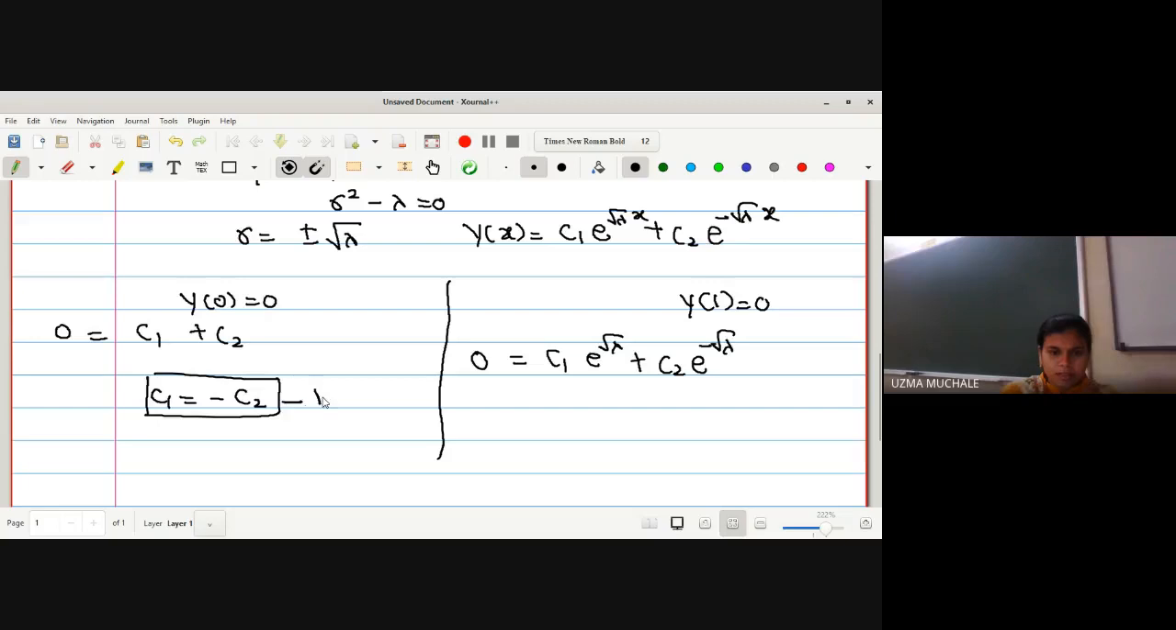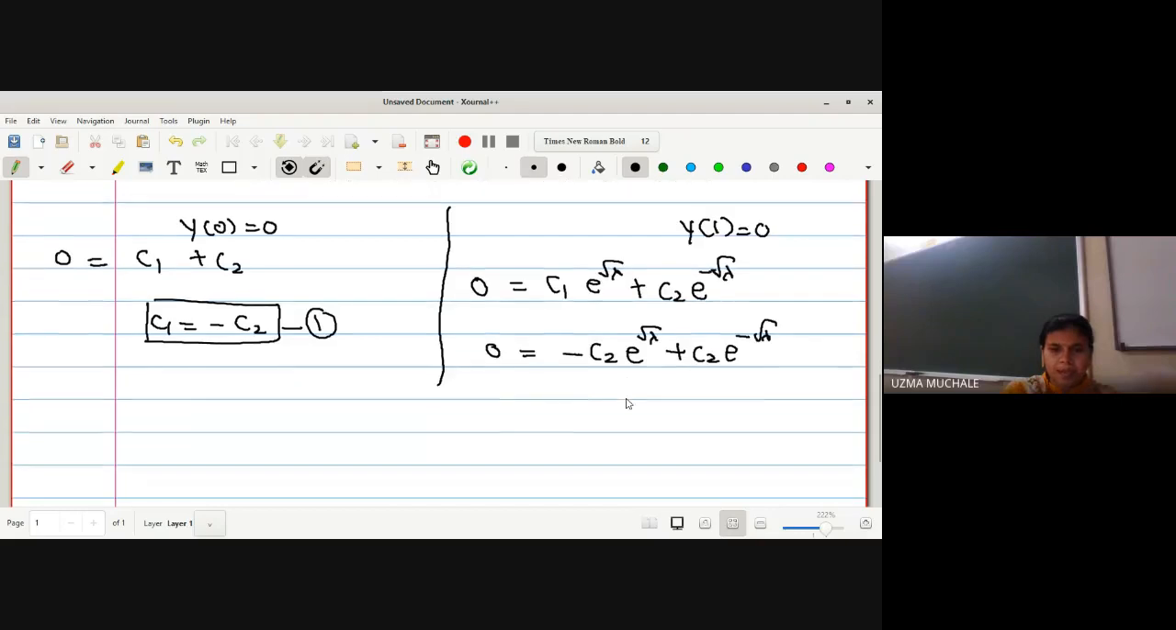We got the first equation, which is a relation between c1 and c2. Now this c1 is equal to minus c2, you can substitute here. Okay. So this will be minus c2 e raised to root lambda plus c2 e raised to minus of root lambda. Don't cancel out these terms. Here is minus, here is plus. Okay. So let me now write down the value of c2. This is nothing but c2 times e raised to minus root lambda minus e raised to root lambda. Simply I have taken c2 outside.